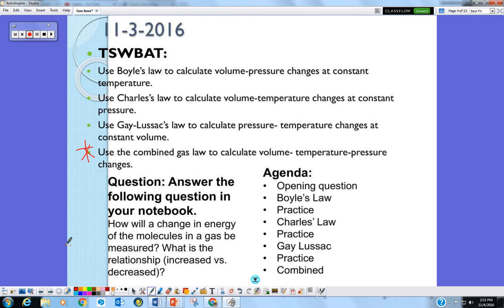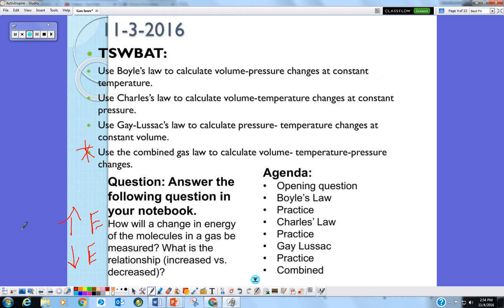So the opening question today is how will a change in energy of the molecules in a gas be measured? Specifically, what happens if we increase energy or decrease energy?